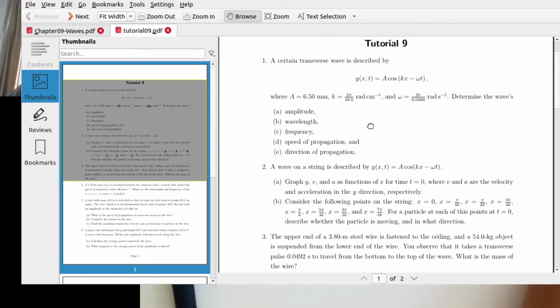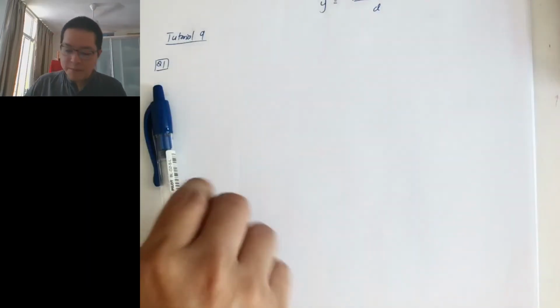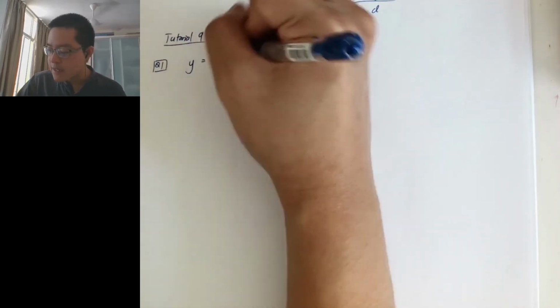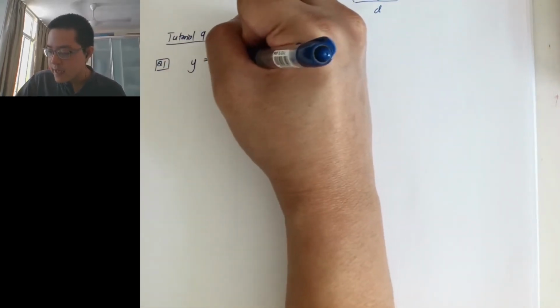Right, so let's do question 1. Question 1 is the basic. Given a transverse wave, you have the amplitude, the k, the omega, and you determine all these quantities. It's very basic, so let's just do this as a warm-up. I have a wave that is given by a sine(kx minus omega t).